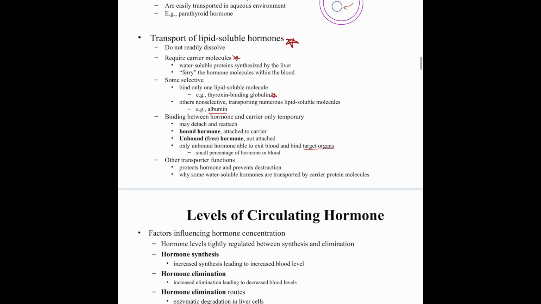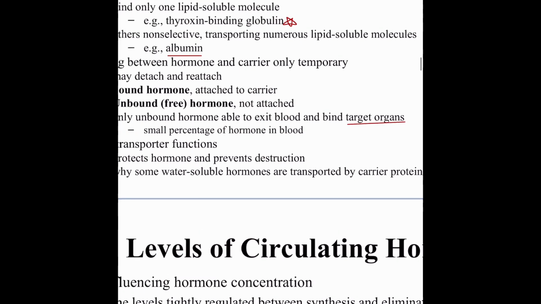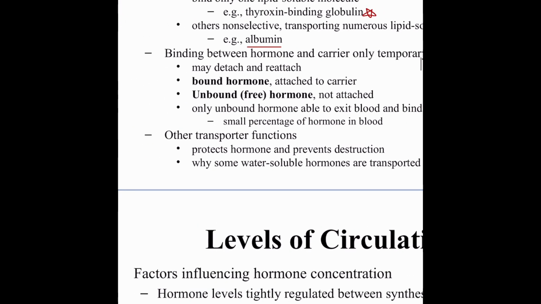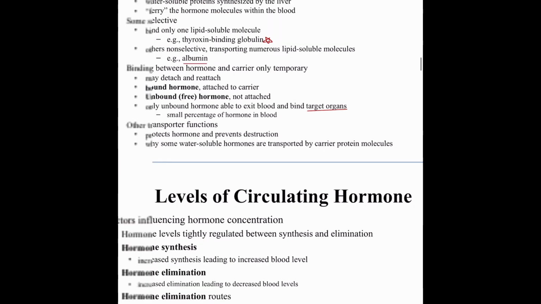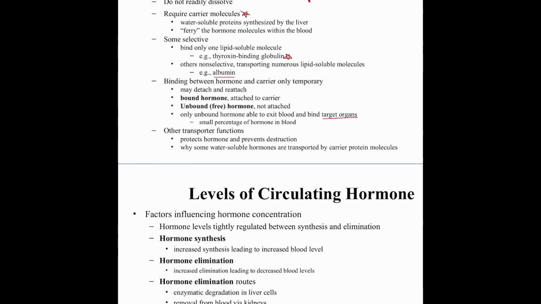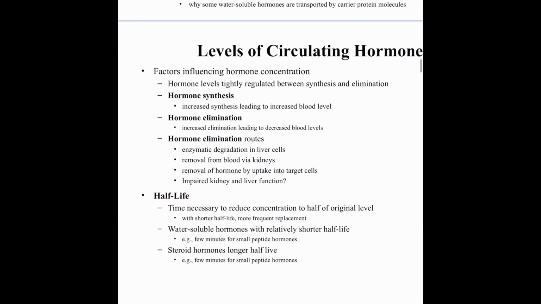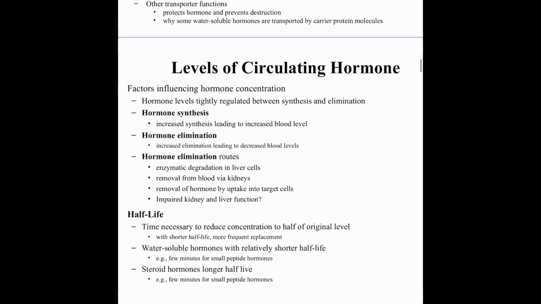Yeah, so over here, it protects and prevents destruction. Why some water-soluble hormones are transported by carrier proteins. You want to protect these hormones. They're valuable to cells and getting all the processes in the body done. Hormone synthesis leading to increased blood level. So just get familiar with this as well. So factors influencing hormone concentration. Why is there a certain amount of hormone in the blood, or like too much, too little, etc.